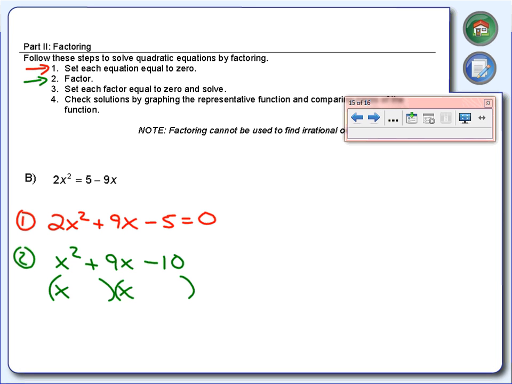So x times x is x squared. Again, what are the numbers I'm going to use? What are factors of negative 10 that are also going to add up to a 9? What two numbers can I multiply together to get negative 10 but also add up to a 9? What's that? 10 and negative 1. Notice how 10 times negative 1 is negative 10. And when you add those two up, you get a positive 9. But we don't get to stop there.